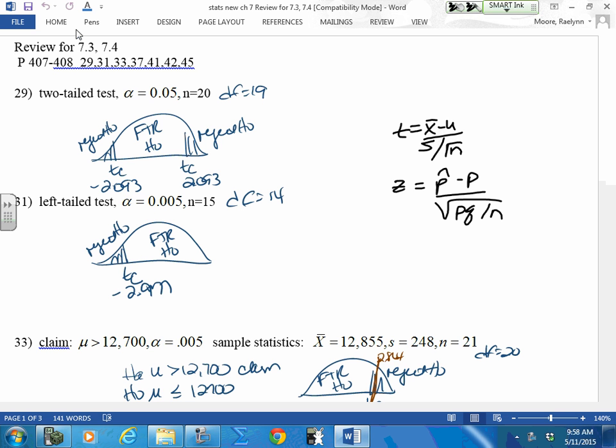P-hat is the proportion, you don't have a standard deviation. So I thought these two were good to group together. Then the chi-square we do by itself because it runs a little bit different.